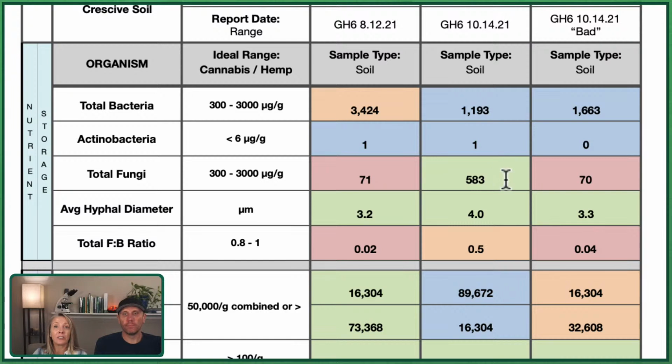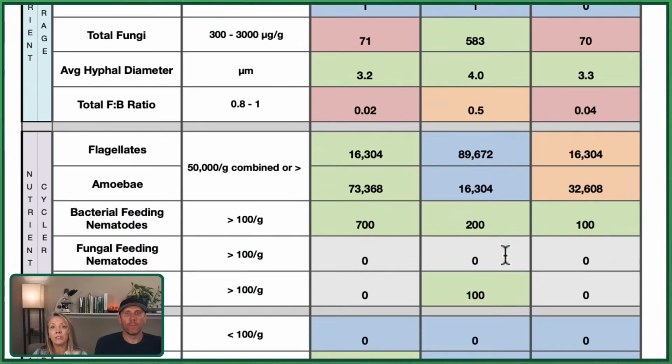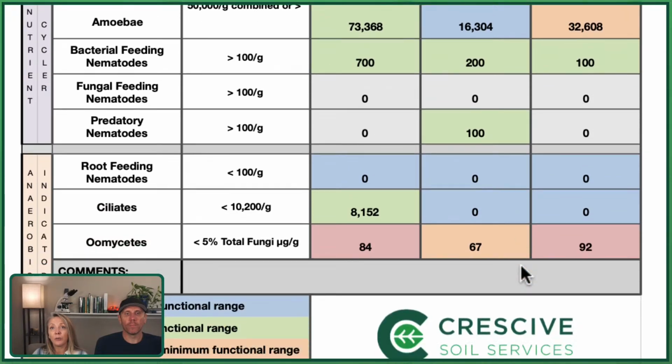And so you can see the bacterial populations came right down into a healthy balance at 1,100. The fungal component came right up into the green, so 583. That's a lovely proliferation of the total fungi numbers. Then we're getting really healthy numbers of your protozoan populations with your flagellates, amoeba, and your bacterial feeding nematodes are also showing up as well. We did get a predatory nematode showing up as well.